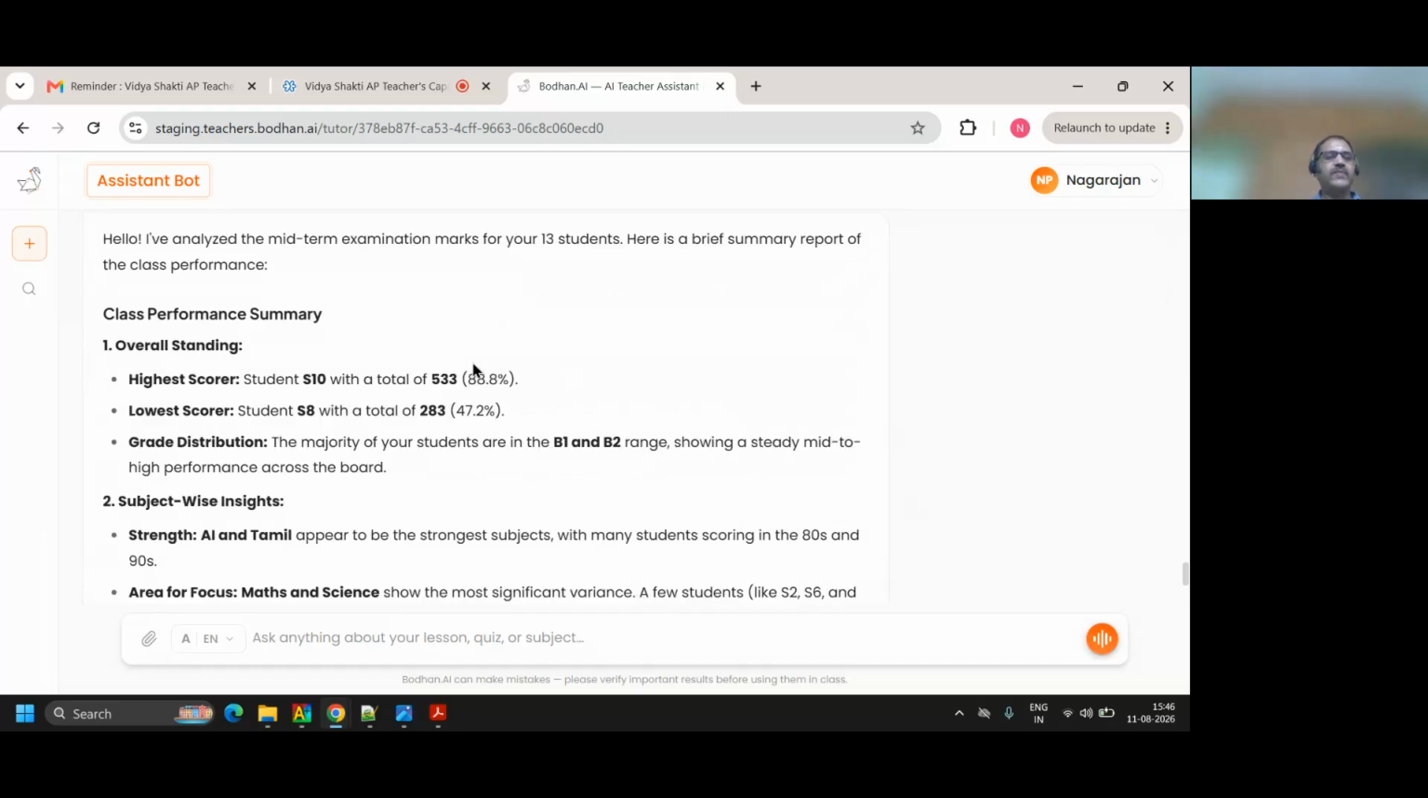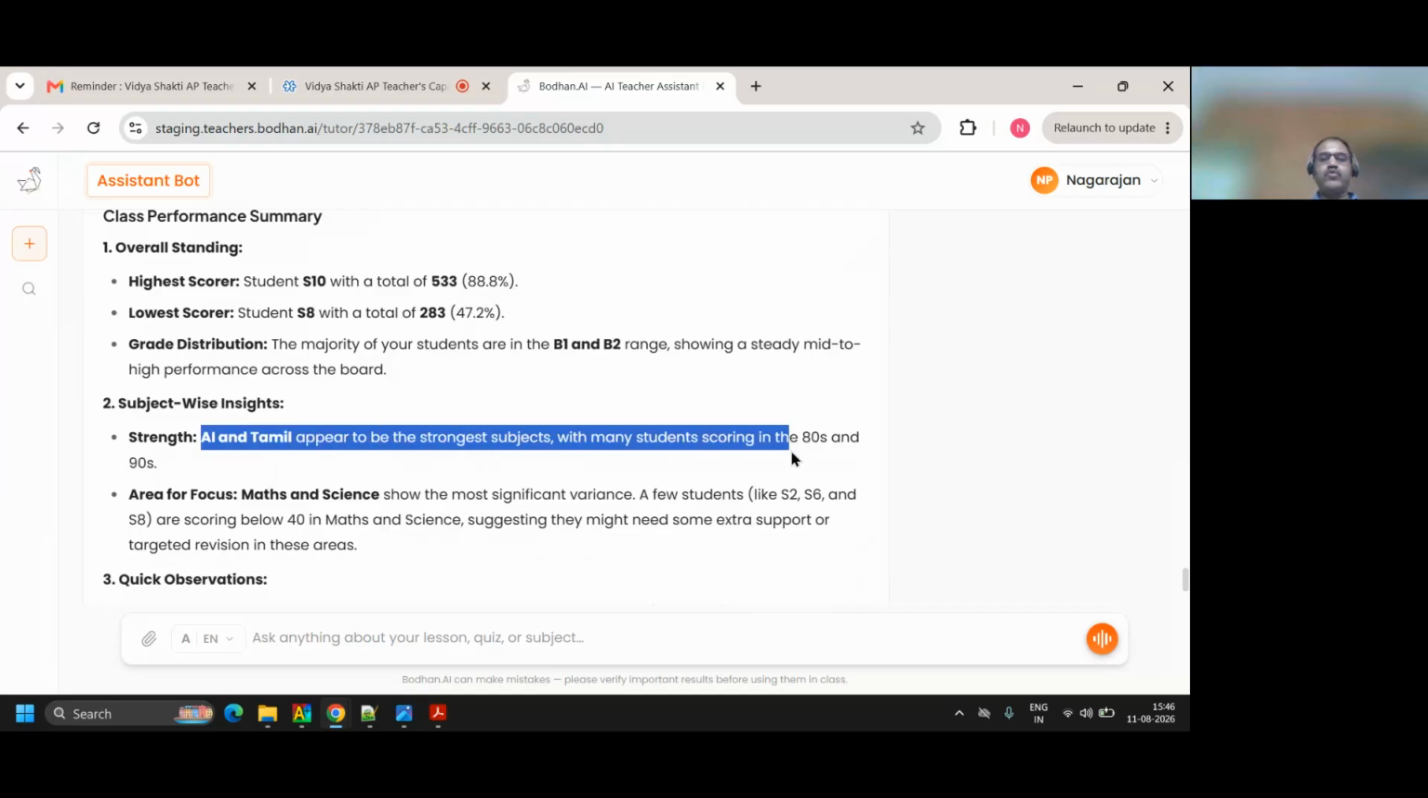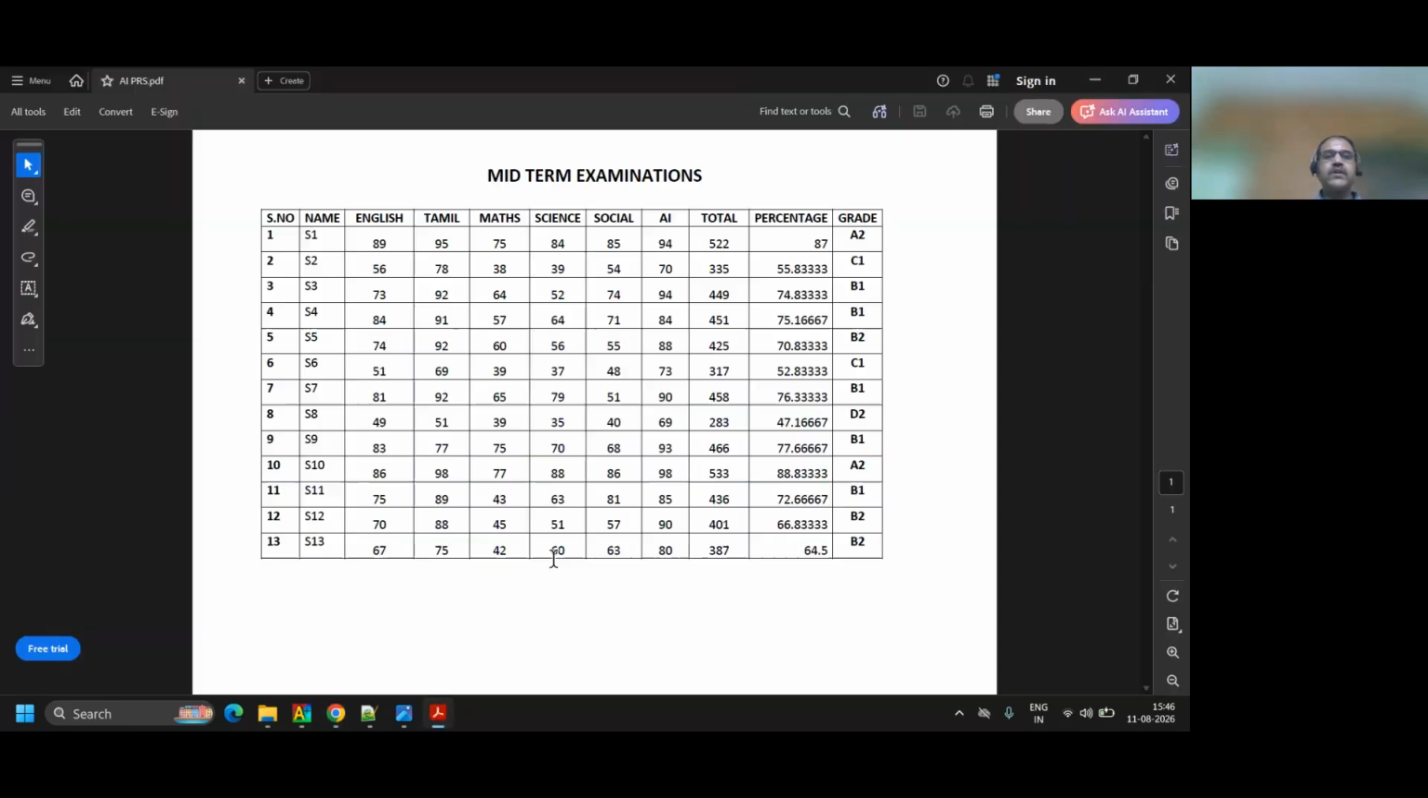If you look clearly, highest score S10, lowest score S8. Majority of the students are in the B1 and B2 range. Strength for the class in the AI paper and Tamil paper, most students scoring in the 80s and 90s. So in these two subjects, let us watch: AI, a lot of students scored 80s, 90s. Tamil also people have scored 80s. A few scored less, but comparative to others, this has scored well.